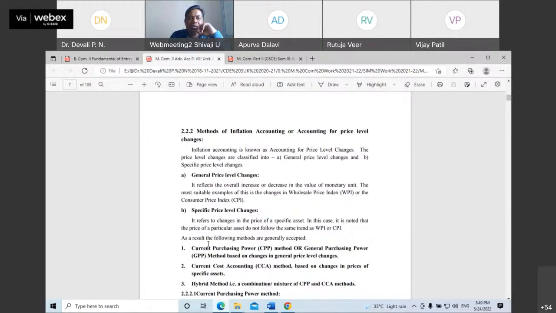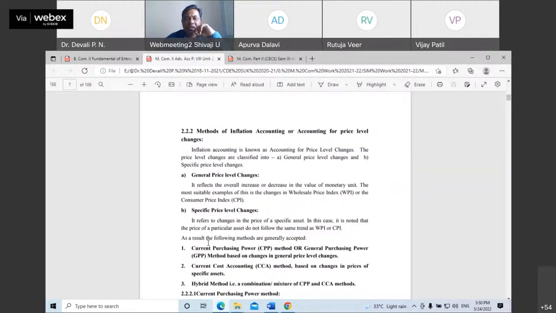Now we are looking at the very important points related to inflation accounting, and that is the methods of inflation accounting, or also called accounting for price level changes. So what are the methods that we are going to study in this particular case? Generally the price level changes are classified into two levels. One is general price level changes, and another is specific price level changes.